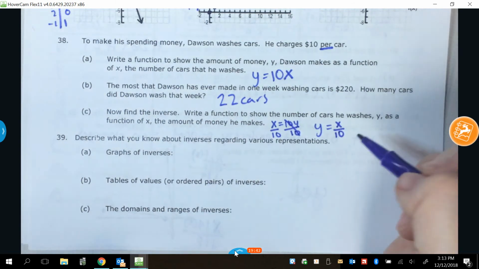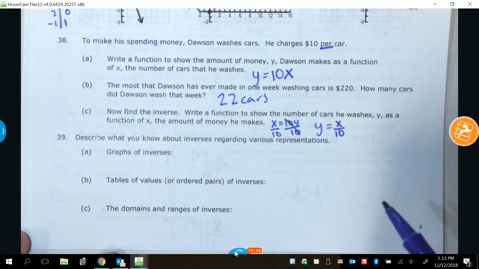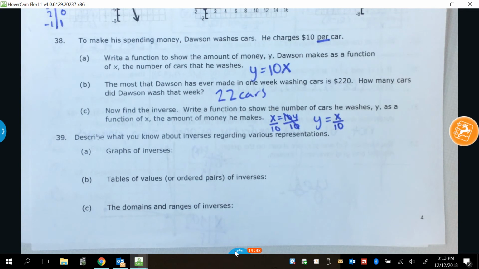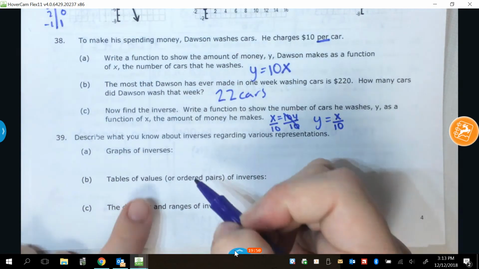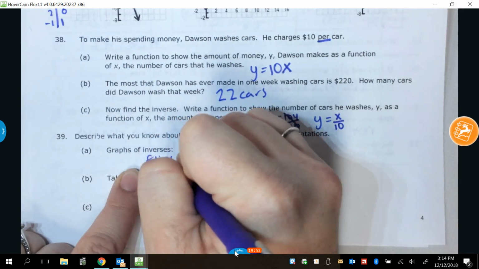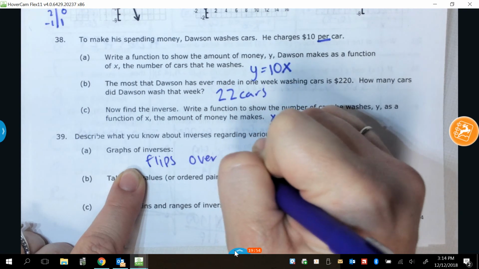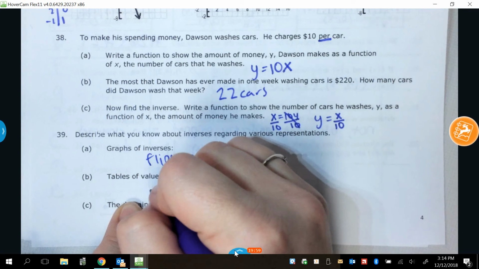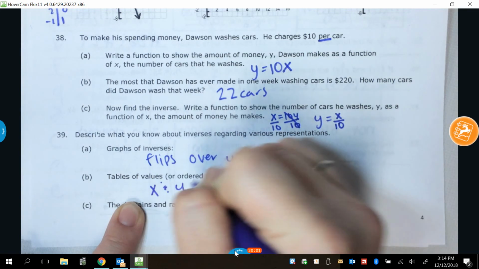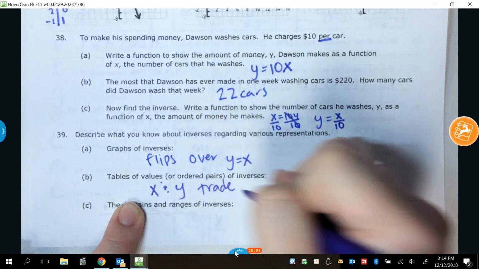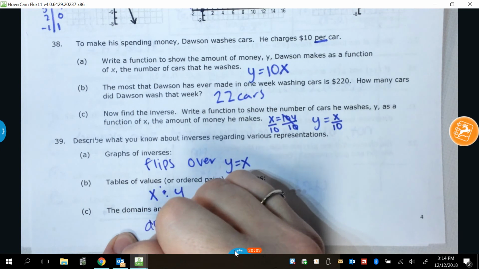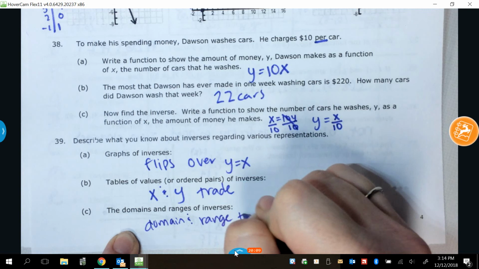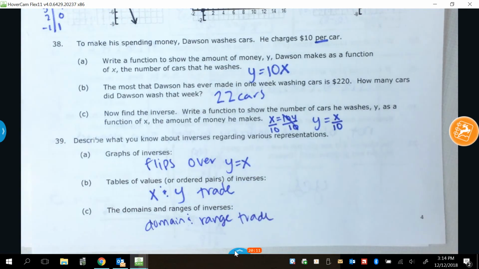Okay, now on to number 39. Describe what you know about inverses regarding various representations. So graphs, we know that it flips over y equals x. Tables, or ordered pairs, same thing. We know that x and y trade. Here we know that domain and range also trade.